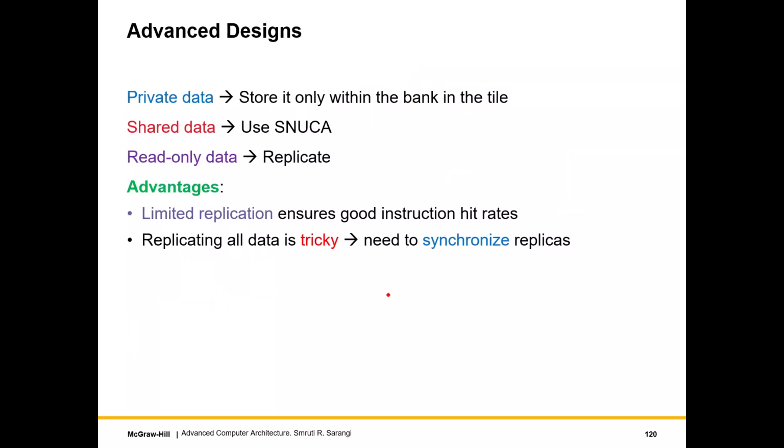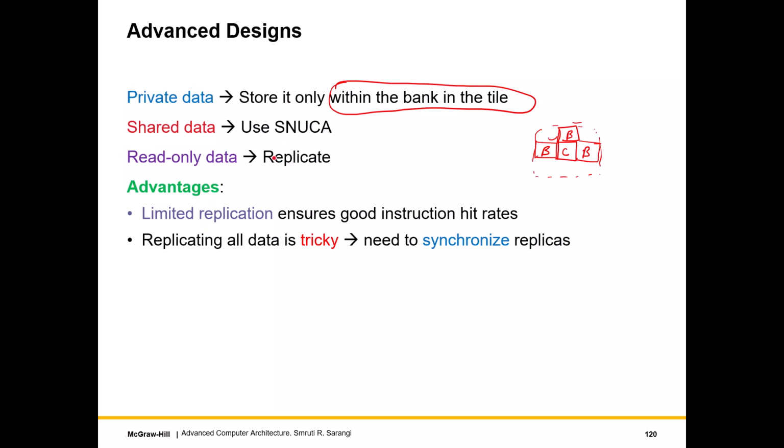We can of course have more advanced designs where the private data, data that is accessed by only one core, only by the thread that is running on a core, is stored within the bank in the tiles. So basically, if this is the core, we divide blocks of cores and cache banks into tiles, as we have seen earlier. You can say that if something is private, it's going to remain only within these banks. Fair enough. So this is something that can be done.